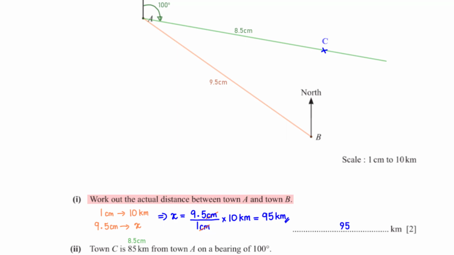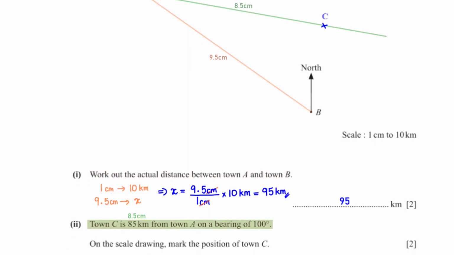On the scale drawing, when we measure the distance between A and B, we get 9.5 centimeters. From here, we use the scale conversion to get the actual distance, which we are calling x. When we cross multiply and make x the subject, we get 95 kilometers.